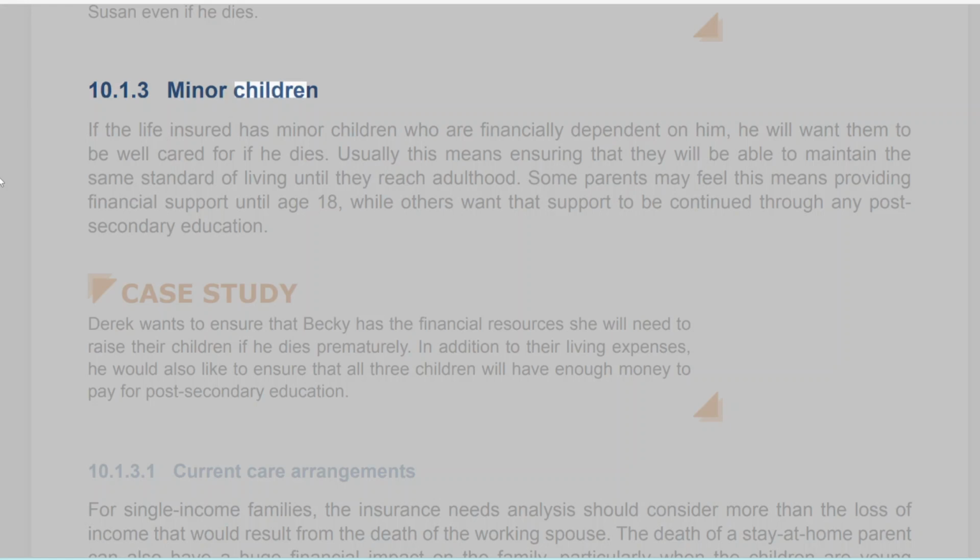10.1.3 Minor children. If the life insured has minor children who are financially dependent on him, he will want them to be well cared for if he dies. Usually this means ensuring that they will be able to maintain the same standard of living until they reach adulthood. Some parents may feel this means providing financial support until age 18, while others want that support to be continued through any post-secondary education.